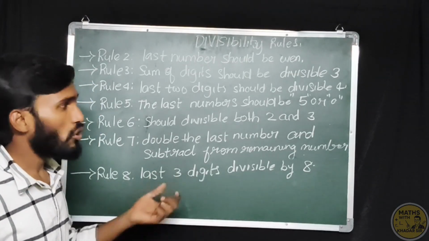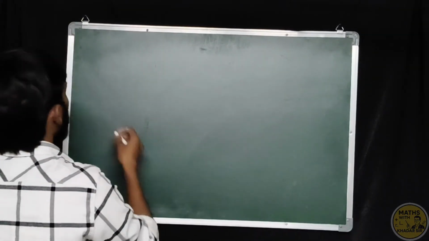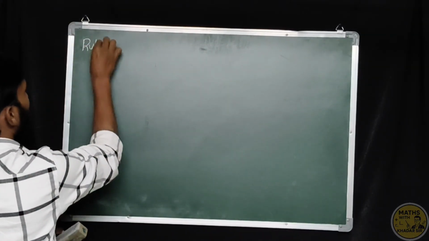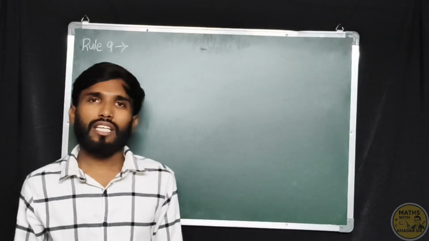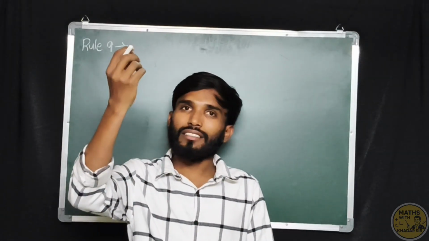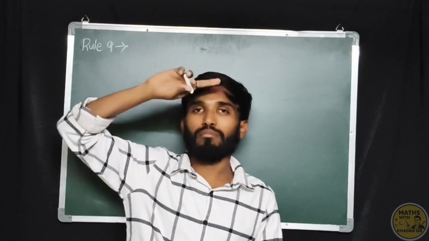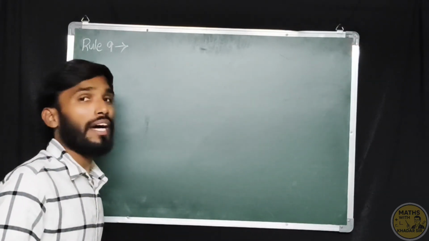Once you take a screenshot or note down in your notebook, then I will rub the board. Next, what is that? Divisibility rule of 9. What is the divisibility rule of 9? Same, just add the digits. If 9 divides the sum of the digits completely, then we can say the number is divisible by 9.